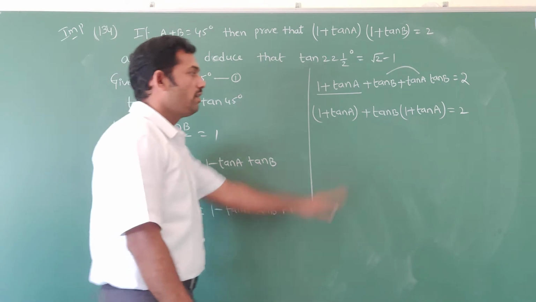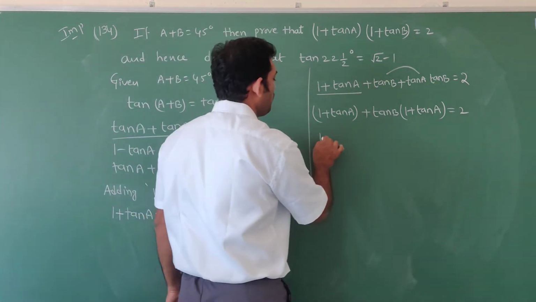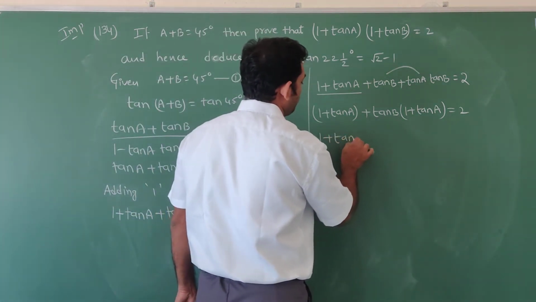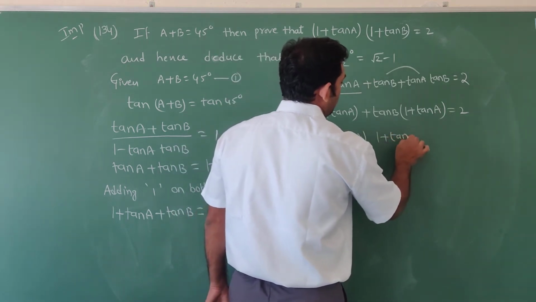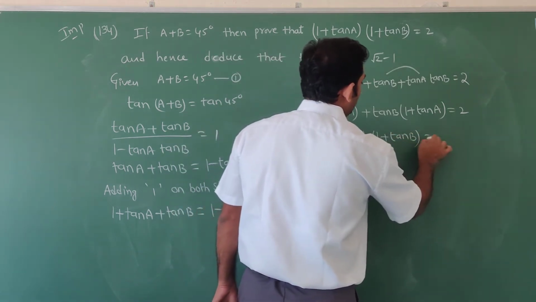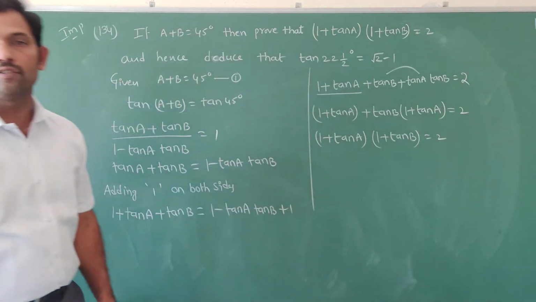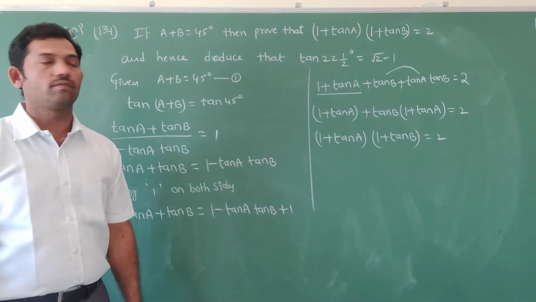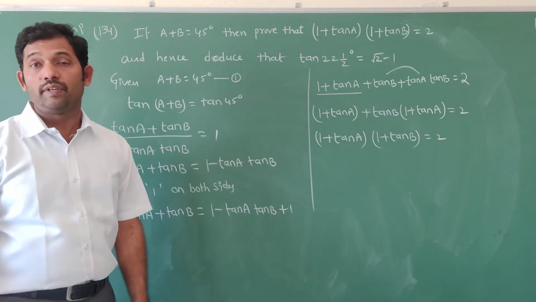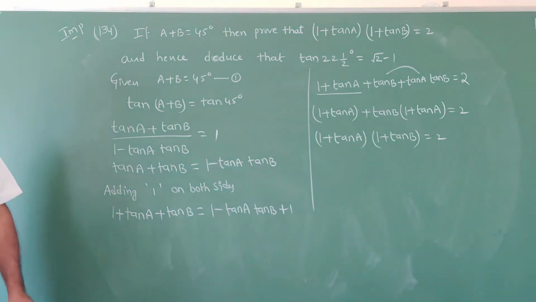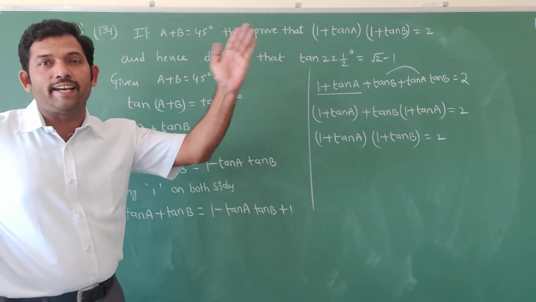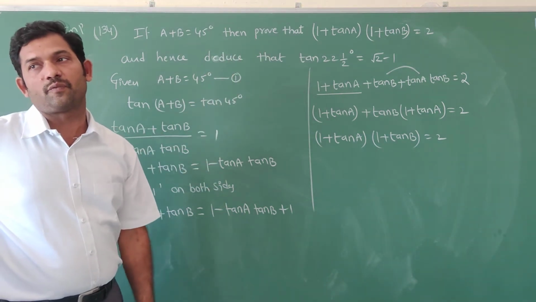Again, in these two terms what value is common? 1 plus tan A. So 1 plus tan A into 1 plus tan B is equal to 2. We are going to prove that only. First one is clear.